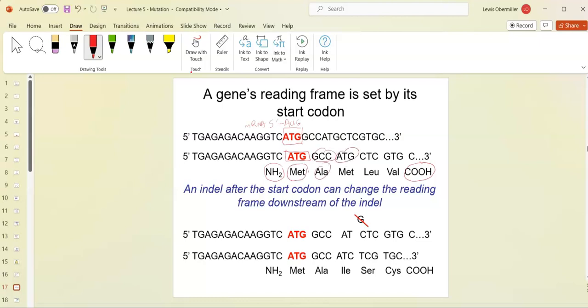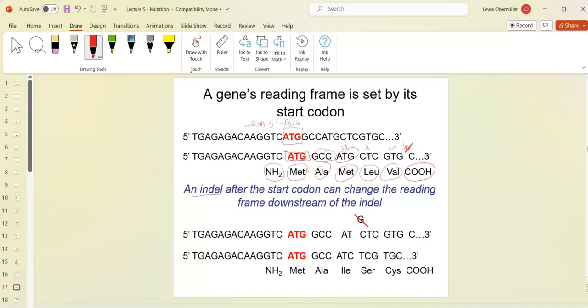GCC codes for alanine, AUG codes for methionine, CTC codes for leucine, and then this is a U. CUC codes for leucine, and then GUG codes for valine. And then there would be a stop codon in here somewhere. It's just not being shown.